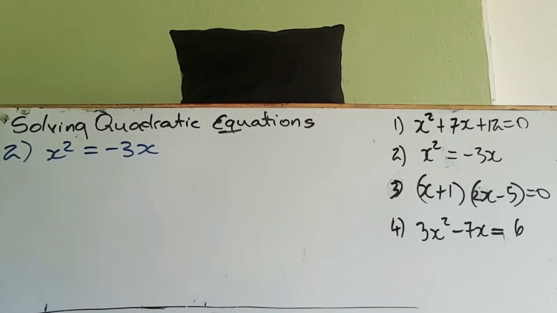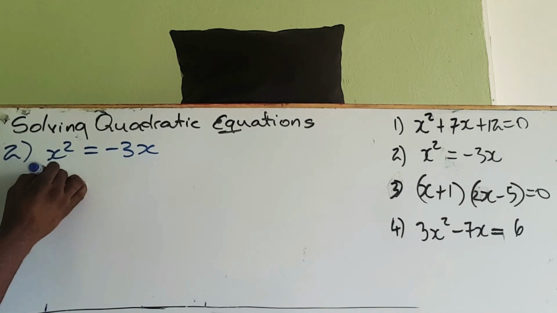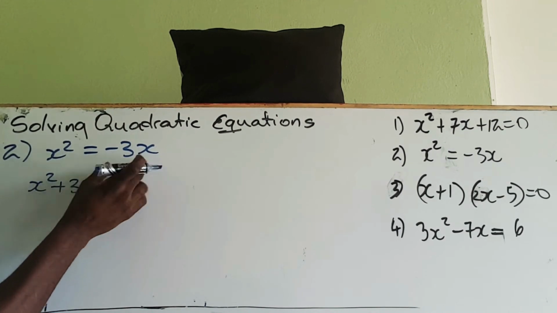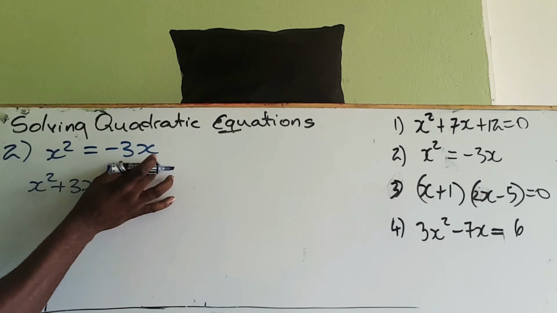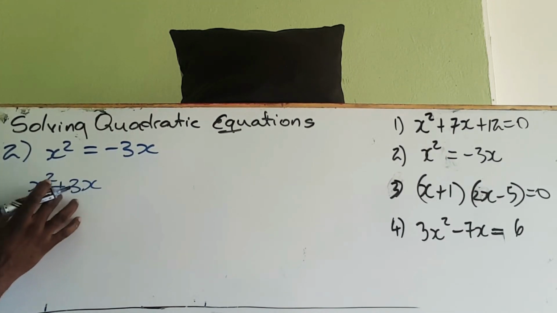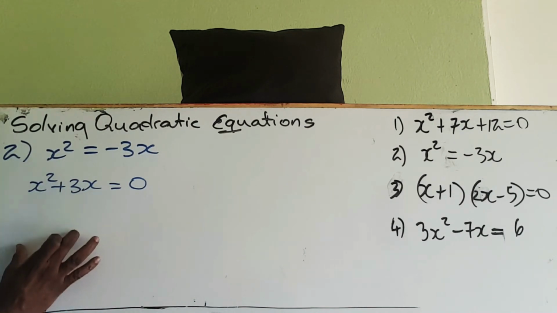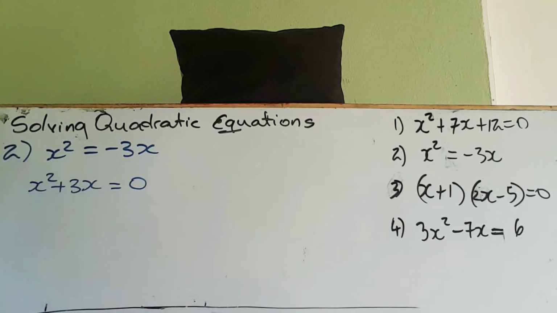What we're going to do is to gather everything on one side and let it equal 0. So we'll add 3x to both sides. So we'll end up getting x squared plus 3x, which is equal to 0. And I might have said, I don't know if I did say it before, that when we solve quadratics, we always let them equal 0 before we solve them. So everything must come on one side, whether it's on the right side or on the left side, and you let it equal 0 before you solve, okay?